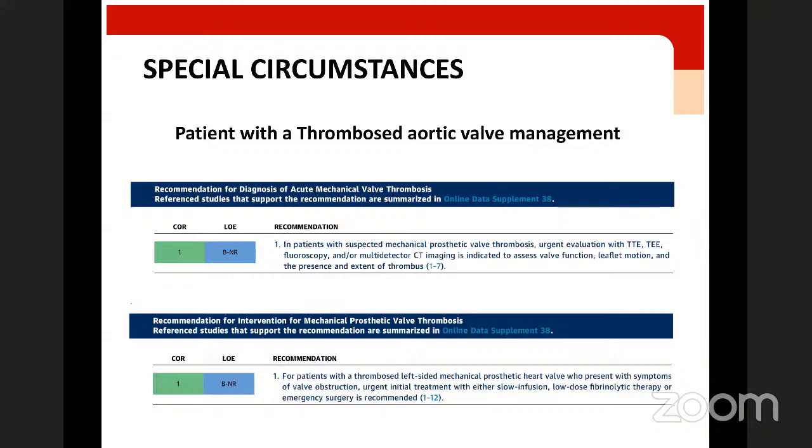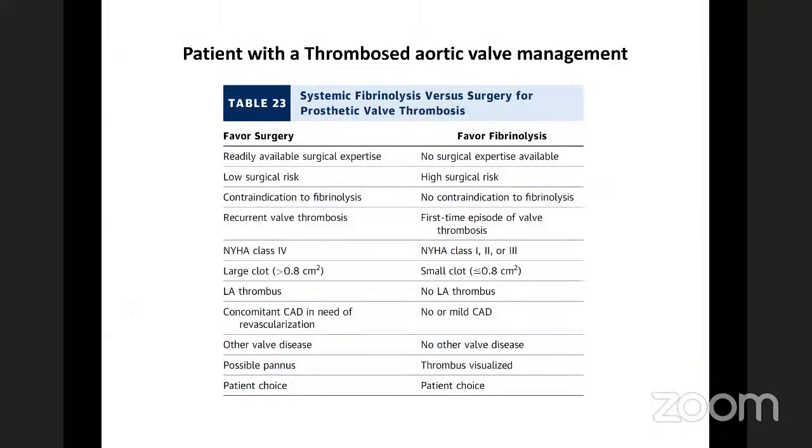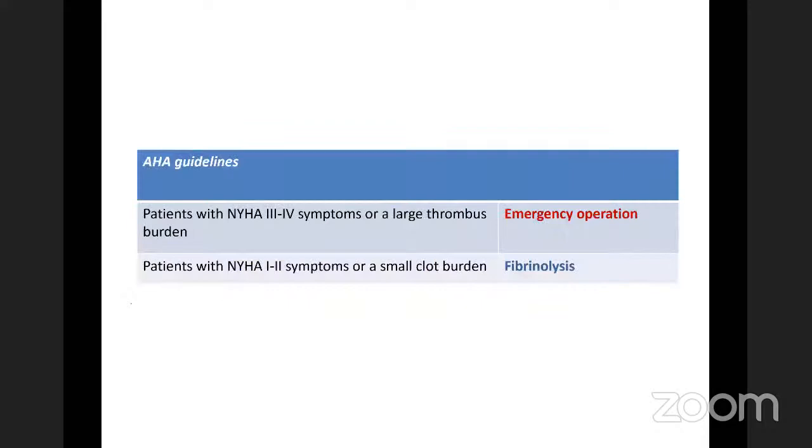This table right here shows the factors considered for proper intervention, including surgical risk, surgical experience, history of recurrent thrombosis, contraindication of fibrinolytics, clinical picture, and extent of the thrombus. So if we have a patient with shortness of breath in NYHA class 3 to 4 with large thrombus burden, then we should go for emergency surgery. And if we have a patient who has shortness of breath NYHA class 2 or less with small clot burden, then we should go for fibrinolytics.